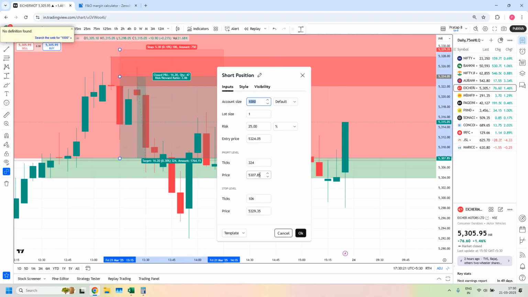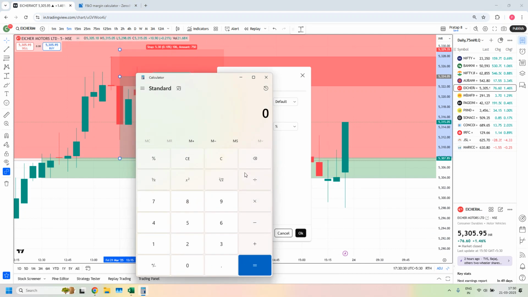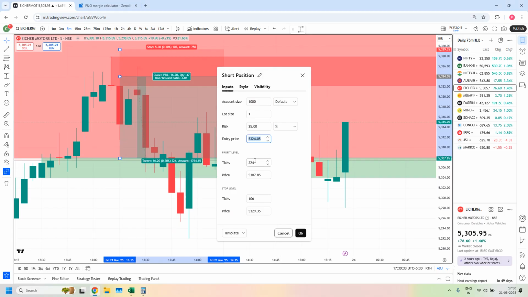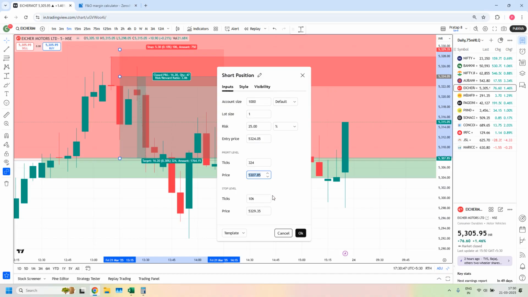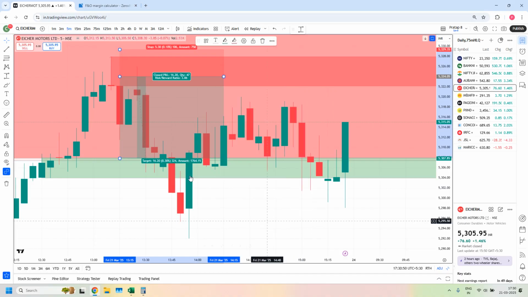Now you calculate your profit. So your entry is 5324.05 minus, what is the profit? 5307.85. You got 16 rupees profit, you got 16.2. See, the performance calculations, this is how we will be doing. Remember, this is the performance calculations. Most of the time, your trade calculations also you do the same.